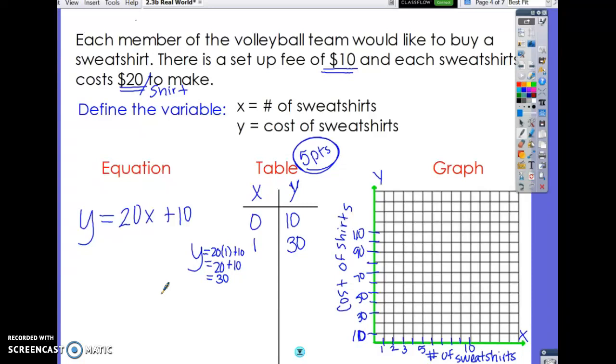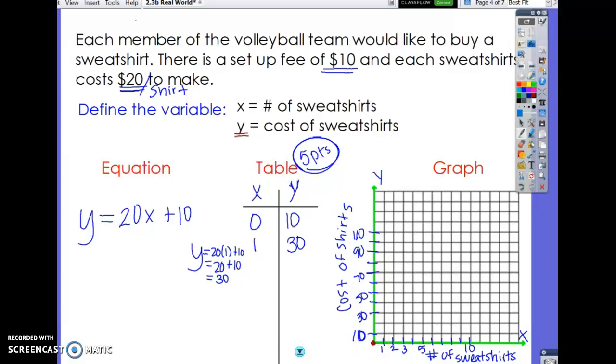I wasn't going to have enough room to get up to like 30 for my y value, so on my y axis I counted by 10. So I went 10, 20, 30, 40, 50, and so on. That's my y-axis, and I know that's my y because that's how we defined our variable when we started the problem. So our x-axis represents the number of sweatshirts.